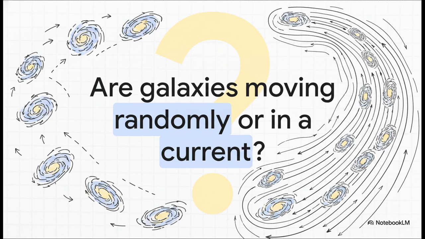For a long time, researchers have been wrestling with this fundamental question. Are galaxies out there just moving around randomly, or is there some hidden underlying architecture to it all? I mean, are they chaotic, or are they actually flowing in a structured current governed by some vast underlying pressure system? To answer something like that, you can't just guess. You really need to look at the rawest data possible.